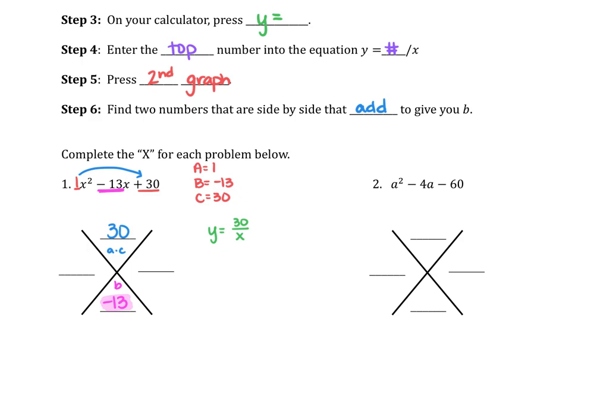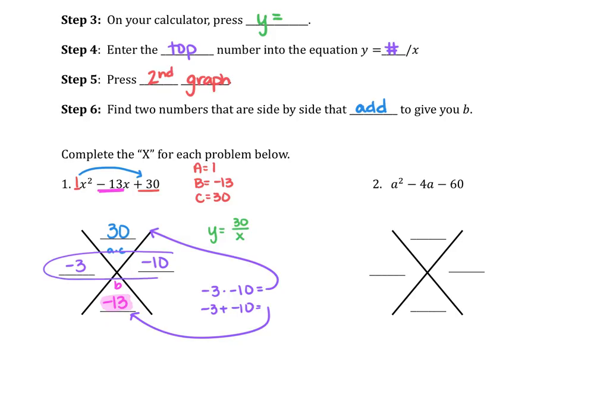So when I look at this table, you're going to see two factors. Those two factors would be negative 3 and negative 10. Now, if I took those two factors, it should ring true that negative 3 times negative 10 gives me the top number of my x. And then if I add the two, it should give me the bottom number of my x. That's what I'm looking for. So these would be my two factors. In a minute, we're going to take those two factors and we're going to start our factoring process.